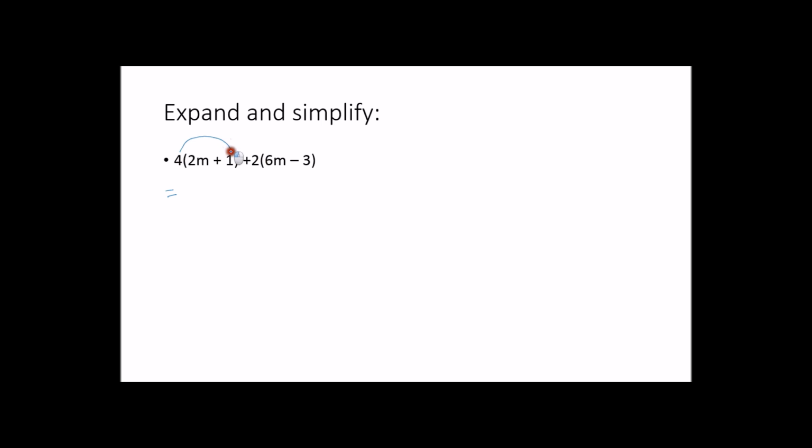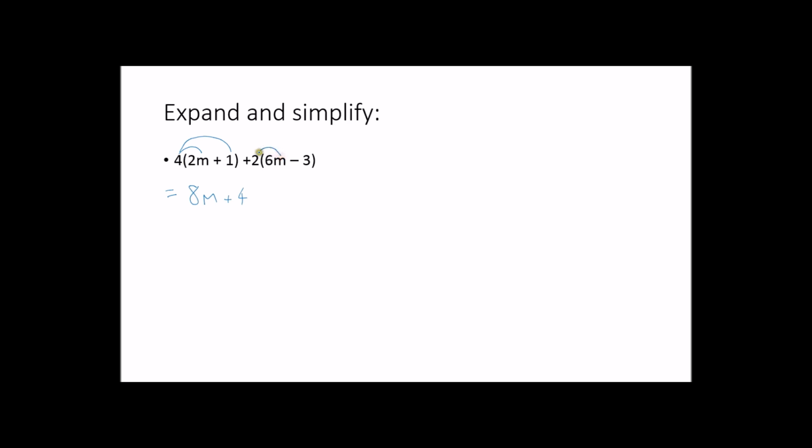So for each bracket, I've just got to make sure that what's in the bracket is multiplied by what is outside the bracket. Now this is a simple example because we've just got a number outside the bracket, but the same rules that I've been describing previously just apply to these sorts of questions anyway. So even if I had something like 4a outside the bracket, you just need to make sure we multiplied it as I've done in the previous example. Okay, so 4 times 2m is 8m. Now 4 times plus 1 is just plus 4. So that's my first bracket done.